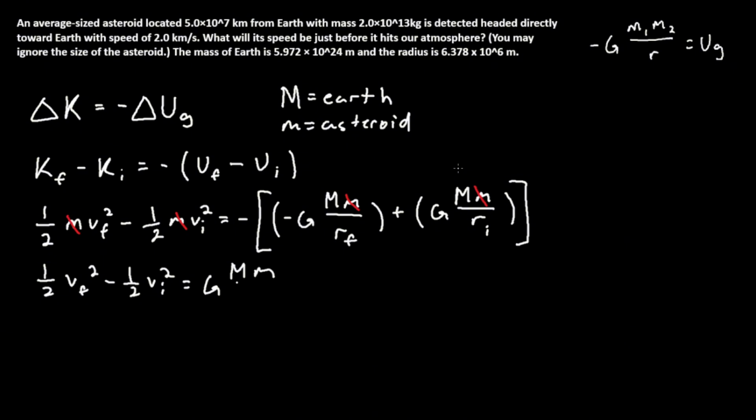G M R final minus G, oh, I wrote the big M, RF minus G big M RI. So no little m. That was canceled out. And I distributed the negative along this problem here. So how do we isolate v of f?